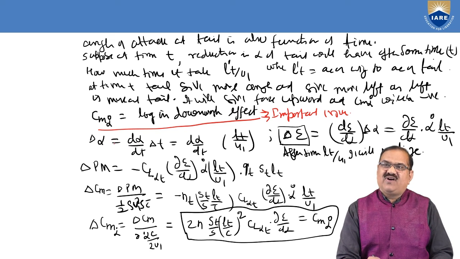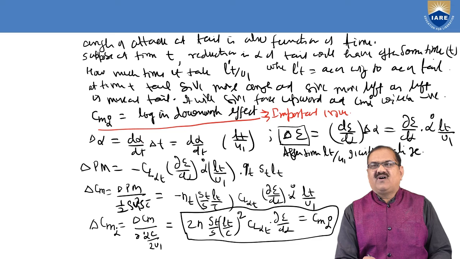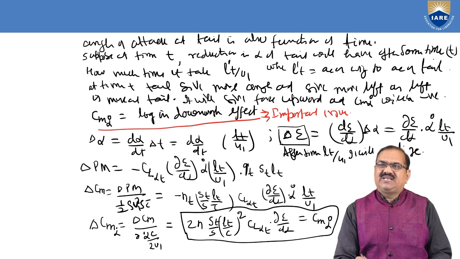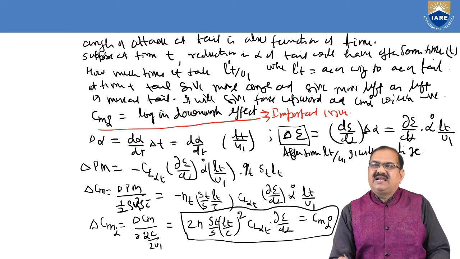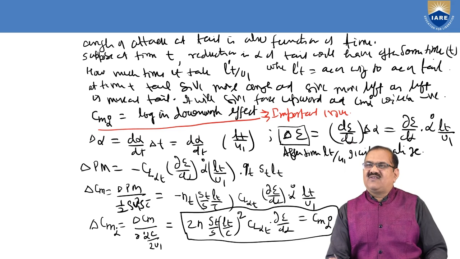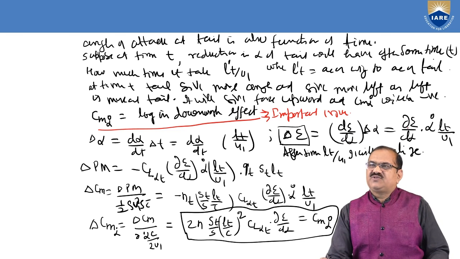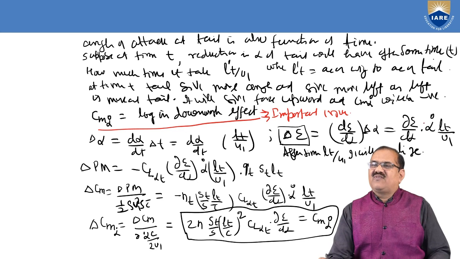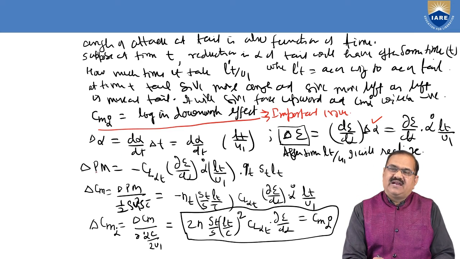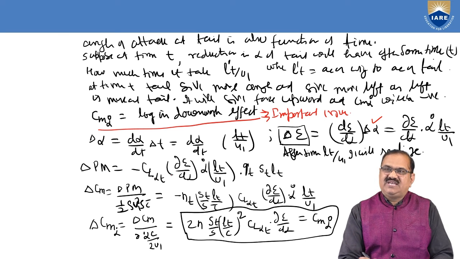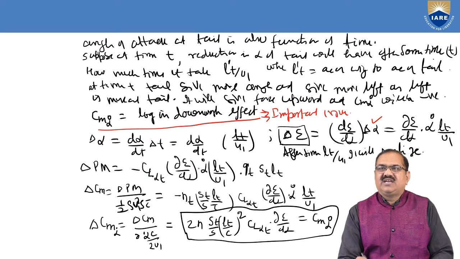So here delta alpha is equal to d alpha by dt into delta t. So here d alpha by dt into delta t is equal to LT by U1. So here delta epsilon is equal to d epsilon by d alpha into delta alpha. So d epsilon by d alpha into delta alpha is equal to alpha dot LT by U1. Okay, this we have already calculated. So now pitching moment delta Pm is equal to minus CL alpha t dou epsilon by dou alpha into alpha dot LT by U1 into LT, ST and LT.